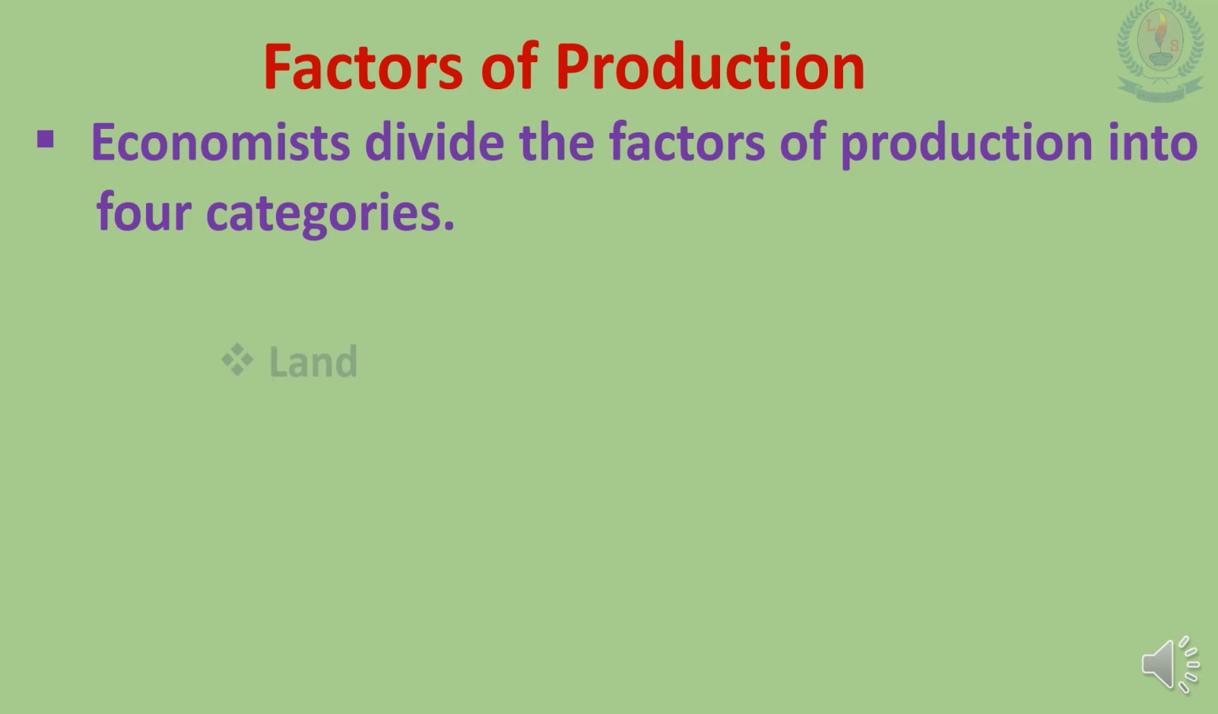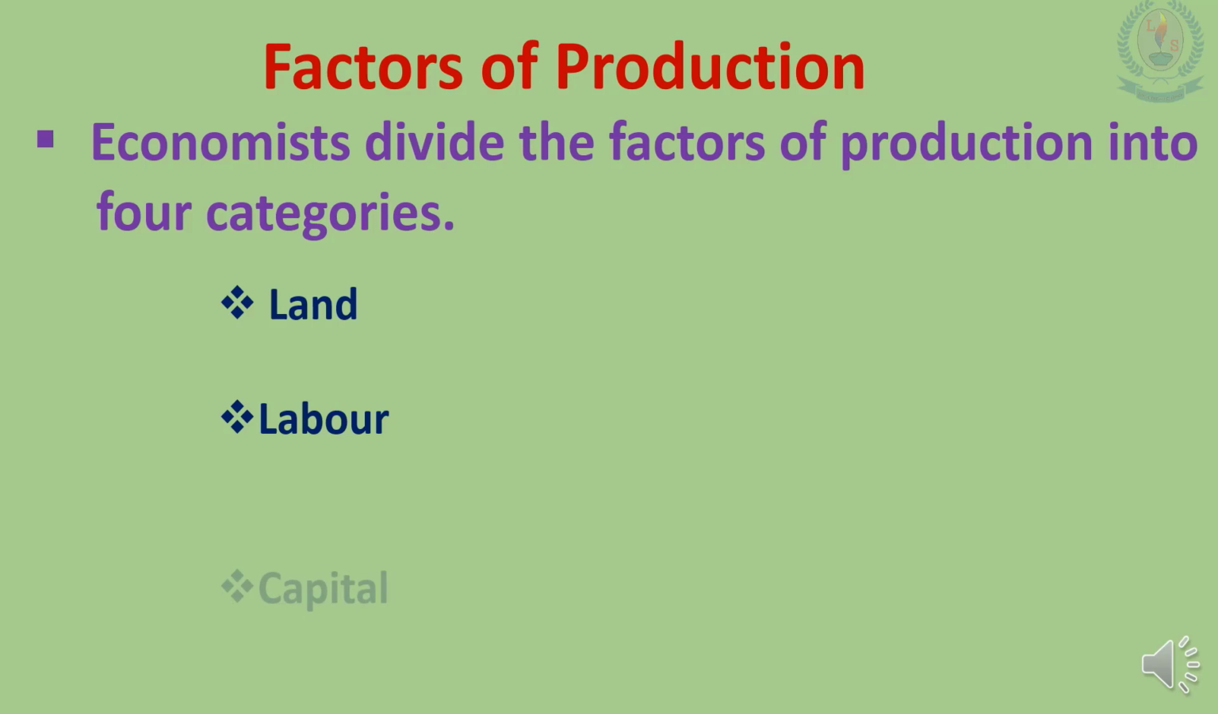The first one is land. Land means natural resources available for production. That is the first factor of production. Then the second one, the most important one, is labor. Labor is the human input into the production process.